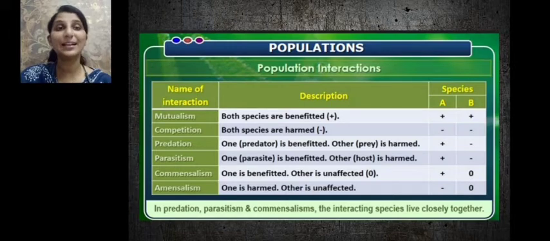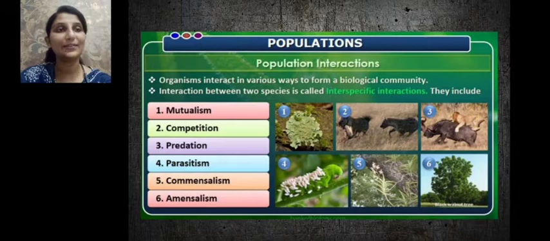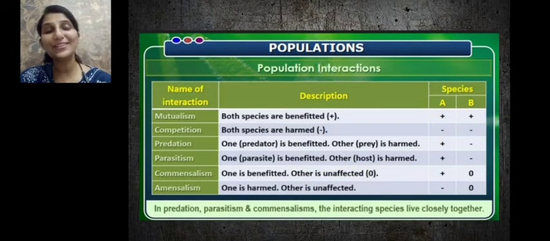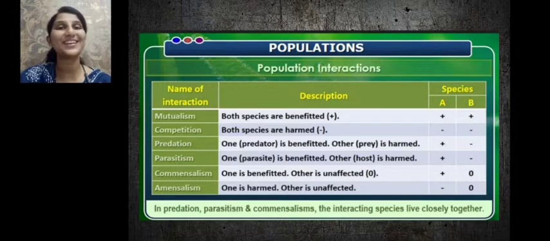Now let us learn how each is described. Mutualism is a type of interaction where both the species are benefited. We can see two species, A and B. If both species are benefited, it is given a positive sign. You can see both the species are represented by a positive sign, and that type of interaction in which both the species are benefited is called mutualism.